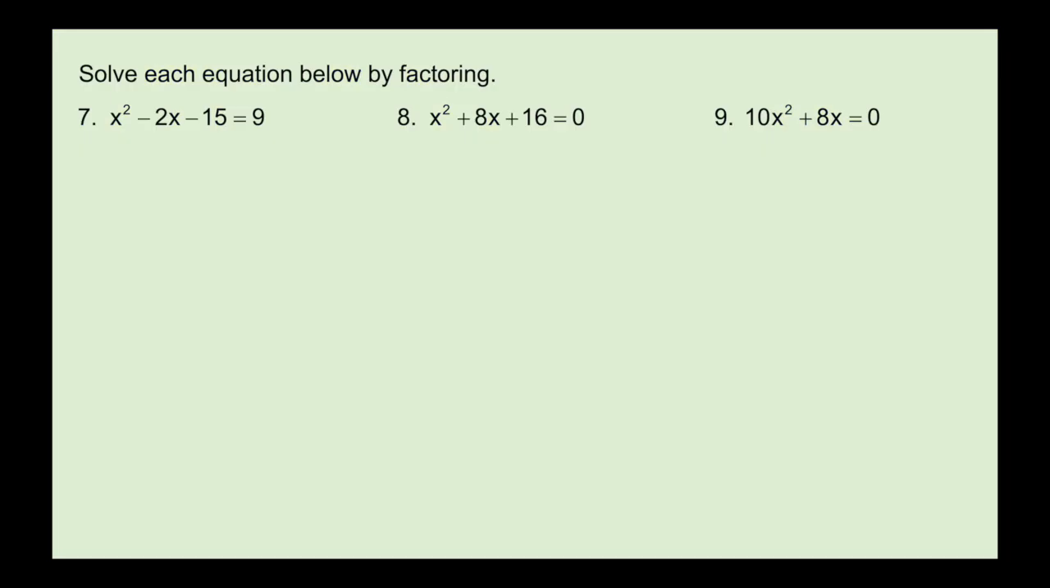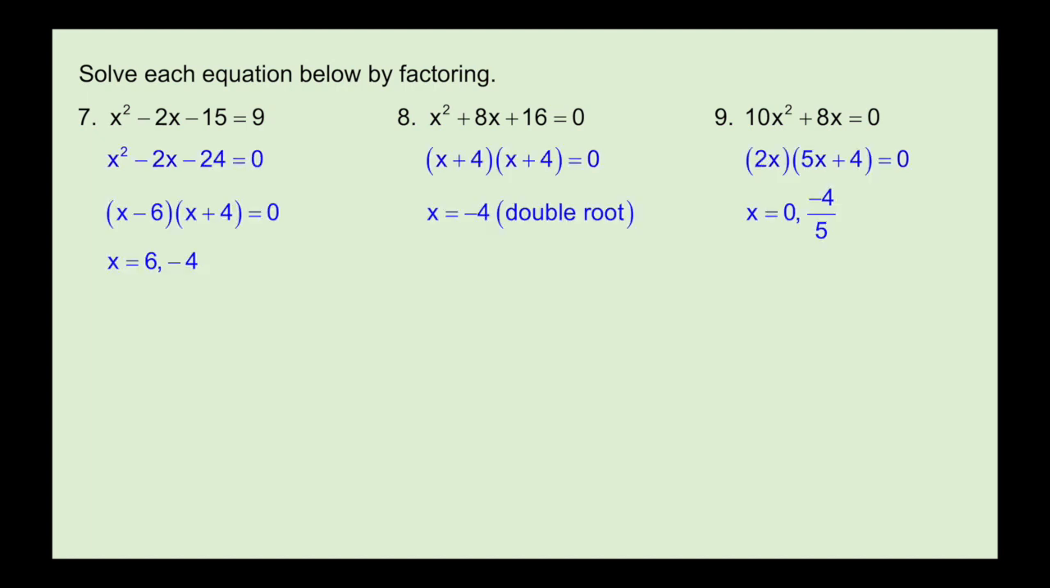Now we're going to solve some equations by factoring. The first step when we solve by factoring is we need the equation to be equal to 0. So in number 7, the first step would be to subtract 9. Once I subtract that 9 over, I'll have x squared minus 2x minus 24 is equal to 0. Then we'll factor and then we'll solve. And here are those answers.